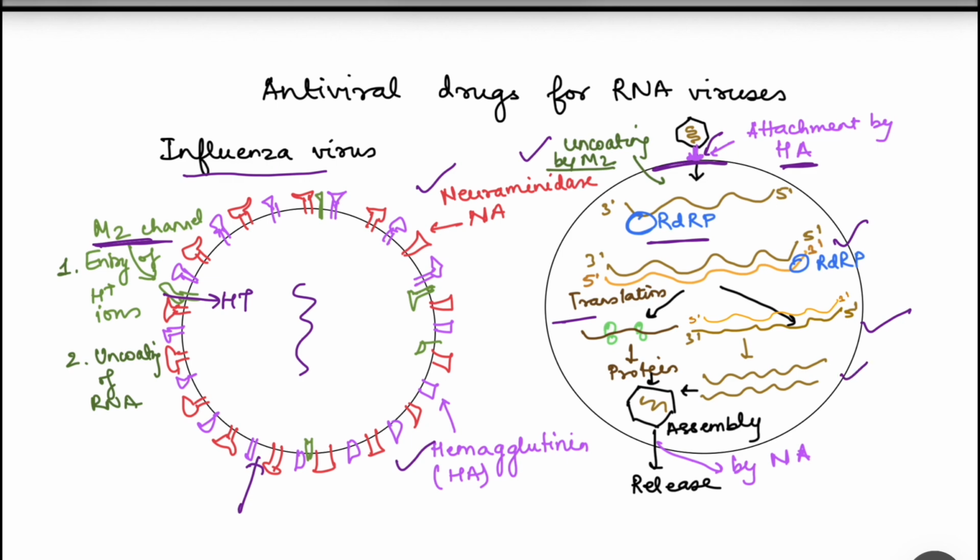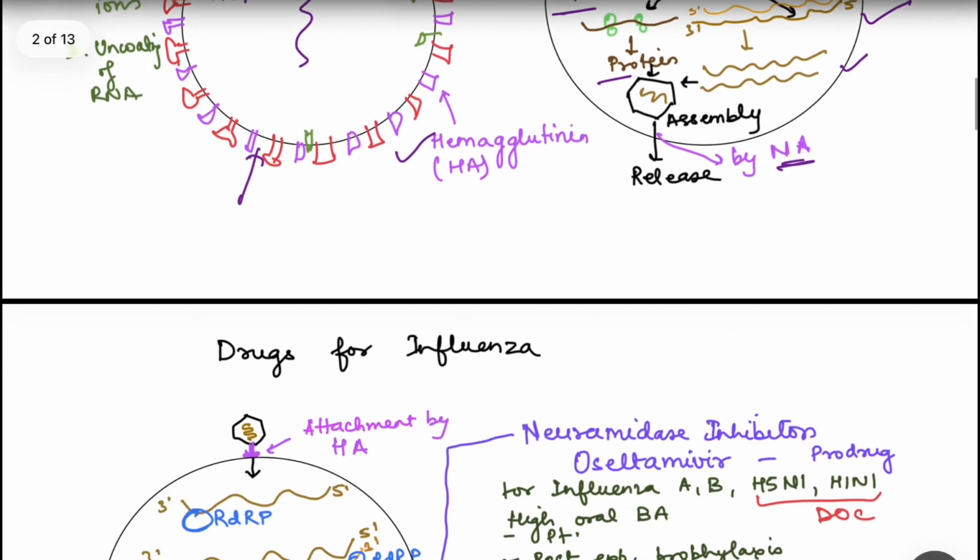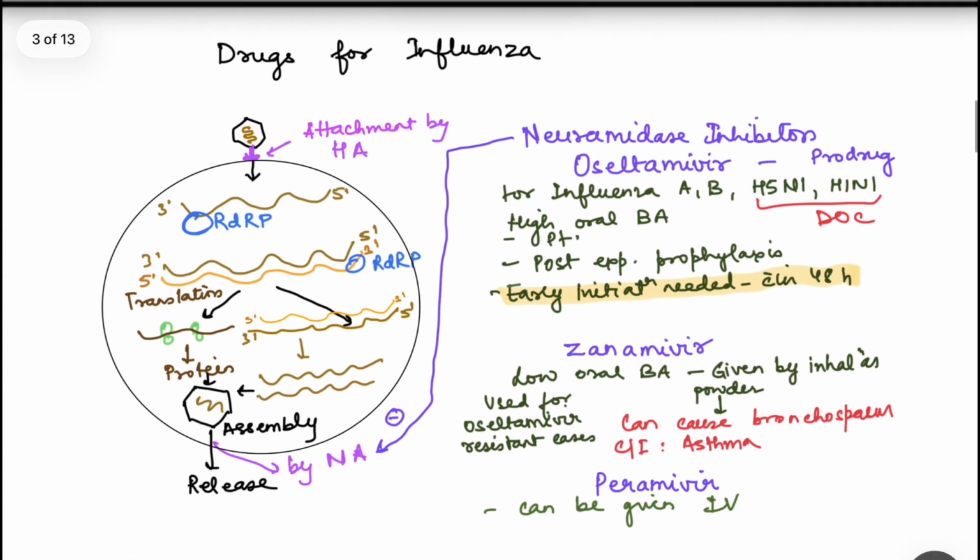So when the RNA is replicated and the proteins are synthesized, they assemble together and they again move out of the host cell. This moving out of the host cell is by the neuraminidase enzyme. Okay, so we have seen the functions of the different proteins, that is the hemagglutinin, neuraminidase and the M2 channel. So let us see what are the drugs available for the influenza virus.